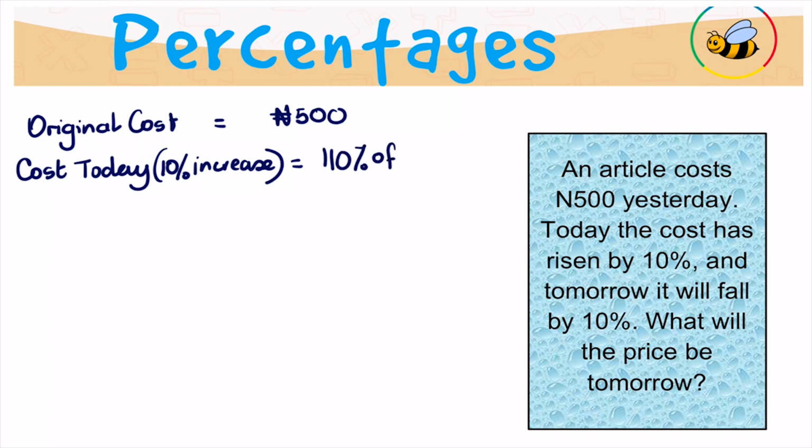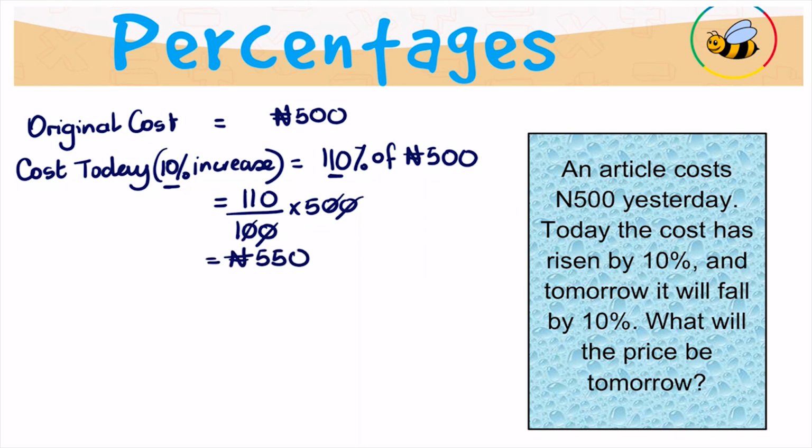110% of 500 naira. And I'm sure you can see where we got the 110% from: 10% being the 10% increase. So let's do that quick calculation. 110 divided by 100 times 500, and this will give us 550 naira. So we started off with 500 naira. Now we have moved on to 550 naira, representing a 10% increase.